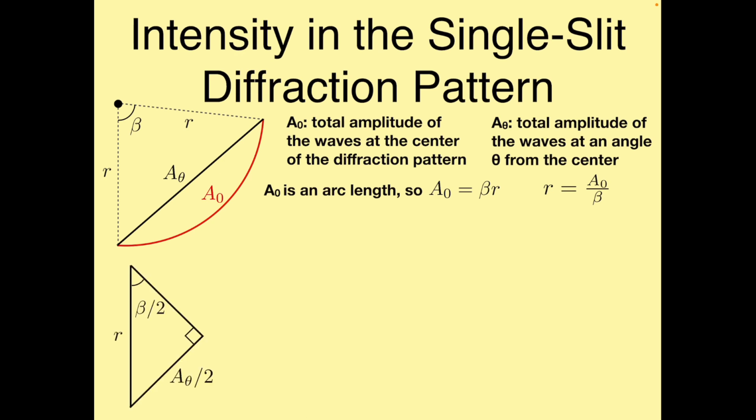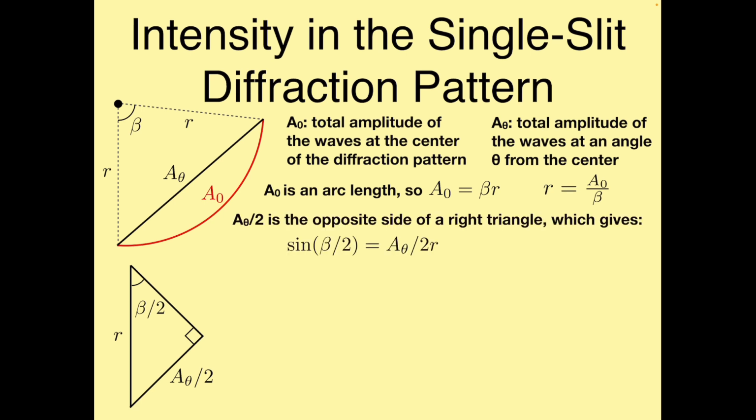And we can also construct a right triangle from this diagram. So notice how we have a large triangle here formed by the side lengths r, r, and A theta. If I cut that down the middle like so, okay, then I'll have an angle beta over 2 here, and then I'll have a side length A theta over 2 here when I cut the triangle in half. And this side length will still be r, and then this will be a right angle over here, okay?